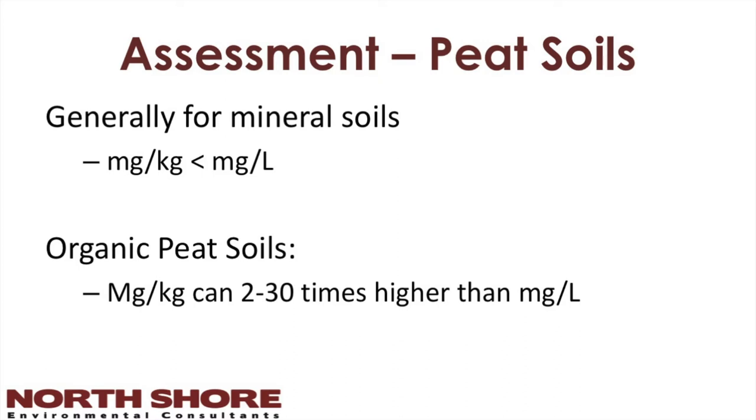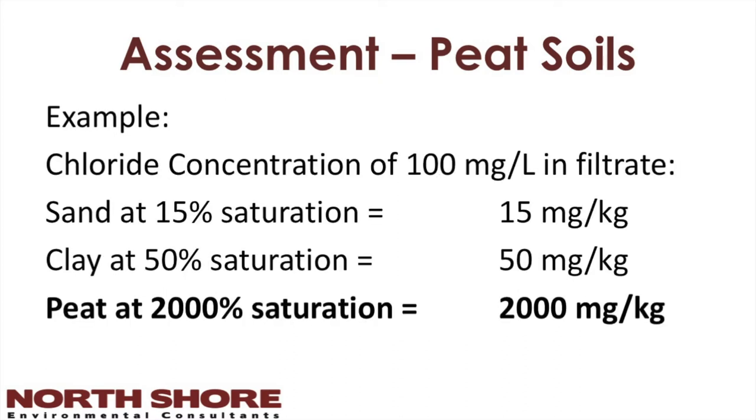For organic peat soils, your milligrams per kilogram can actually be reported up to 30 times higher than the milligrams per liter. So in just a general example, 100 milligrams per liter of chlorides, not an issue. But then you apply it to a peat that has a saturation percentage of 2,000, and all of a sudden you can get a reported result of 2,000 milligrams per kilogram, which is going to be a red flag for the regulator, for your client, basically anybody involved.